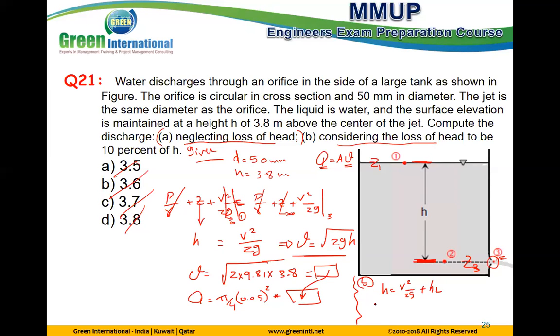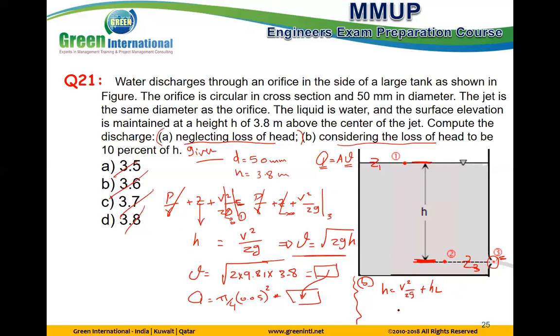Correct? In both situations: first we neglect the head loss, and second we consider the head loss, 10%. It's the same equation. This is the last step; we just added the H losses here. So the end equation is H equal V square over 2G plus H losses.